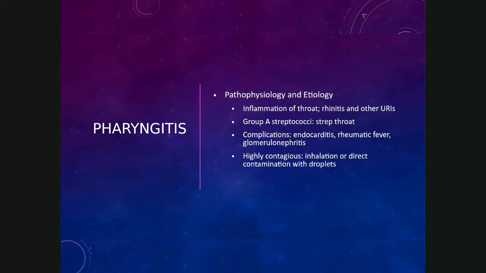Let's see. Okay, so pharyngitis, you have inflammation of the throat, rhinitis, and other upper respiratory infections. These are typically caused by your group A streptococcus, which are strep throat. So a strep throat is definitely something you want to always monitor for. You will always want to make sure this is treated properly, simply because of the complications that can come of it. Endocarditis, which is the inflammation or the irritation of the endocardium. And your endocardium is the inner lining of your heart chambers and the heart valves, and this can lead to heart damage.